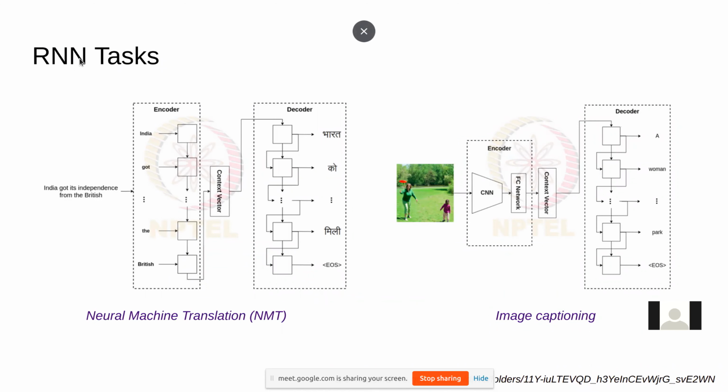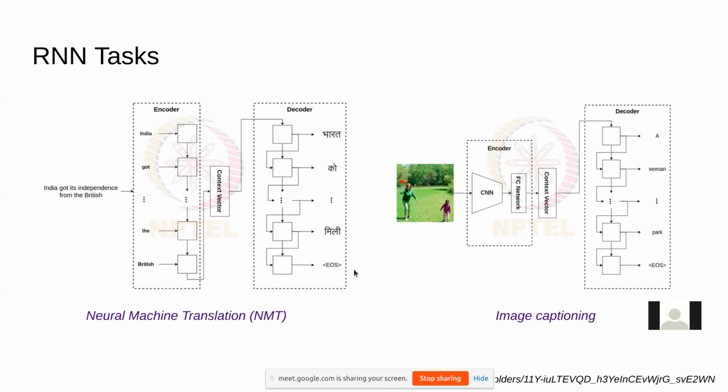So RNN. In our last session, we talked about recurrent neural networks. And generally, RNN is used when we have to handle certain sequence problems, like, for example, neural machine translation. In this, given a sentence in one language, the goal is to translate it into some other language. Here, for example, the sentence in English is being translated to a sentence in Hindi. So this is known as neural machine translation.